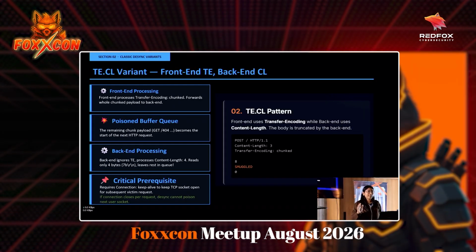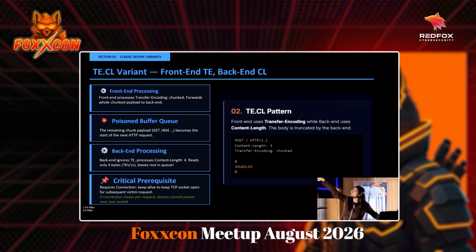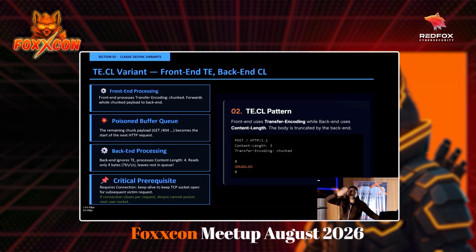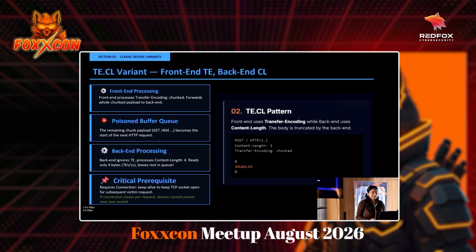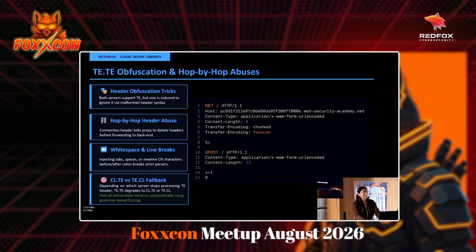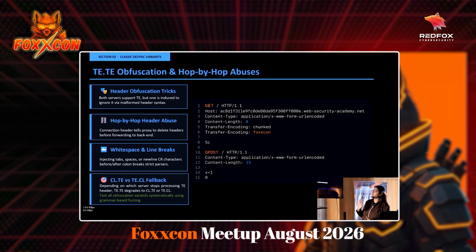Hope you are not getting confused with this 0 for the backend. The backend has nothing to do with 0 because it is using the CL mechanism. So it will just see content length and the request is done. Okay, the third variant is TE obfuscation. Now we have two transfer encoding headers. We are not going to consider content length right now.